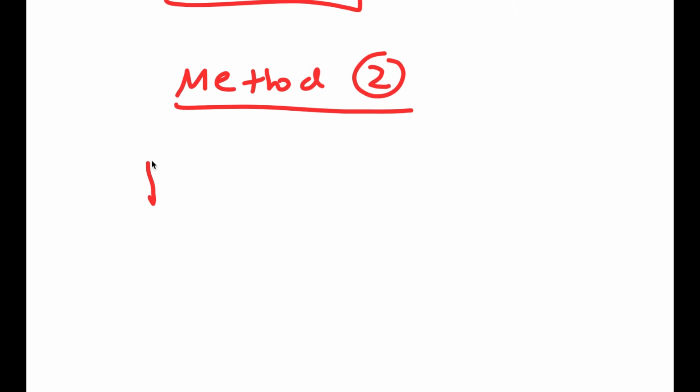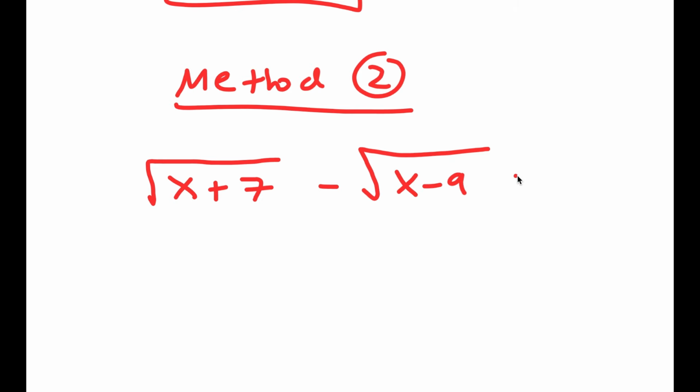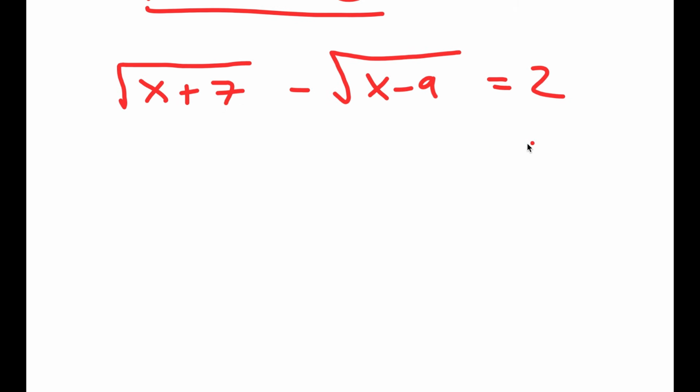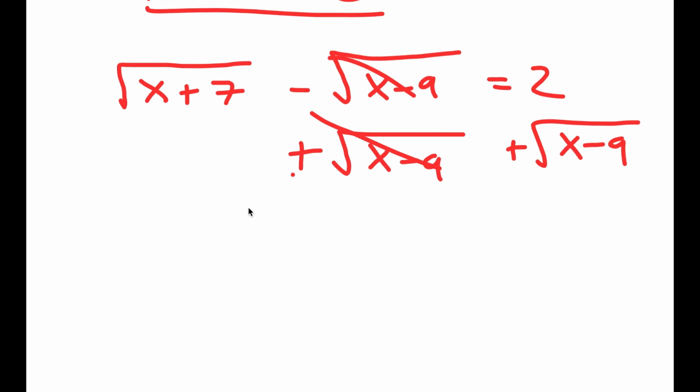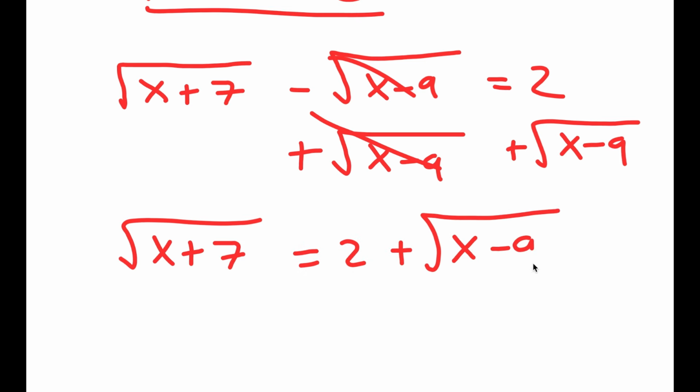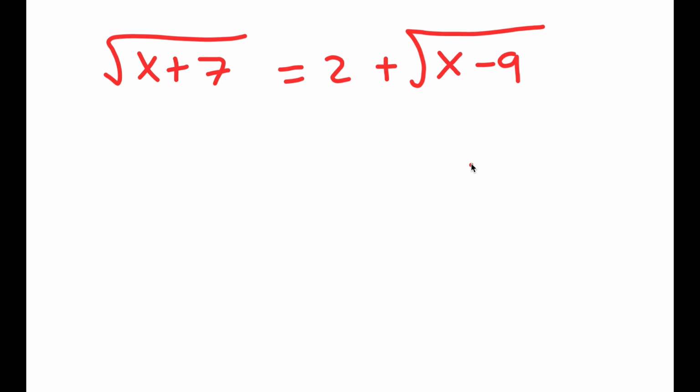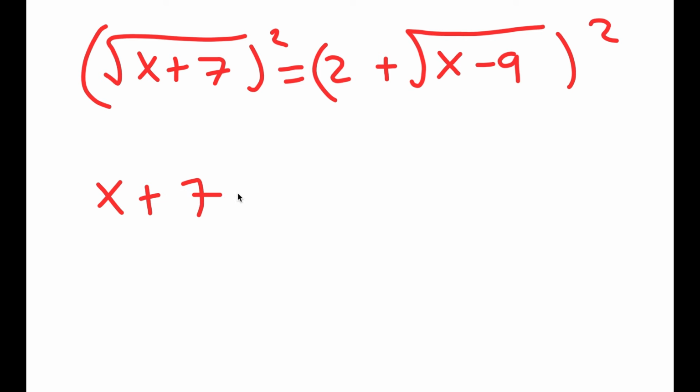So for method 2, I'm going to write down my original equation, the square root of x plus 7 minus the square root of x minus 9 is equal to 2. Now I'm going to add the square root of x minus 9 on both sides. So I get the square root of x plus 7 is equal to 2 plus the square root of x minus 9. And now I'm going to square both sides. So if I square the square root of x plus 7, that's obviously just equal to x plus 7.